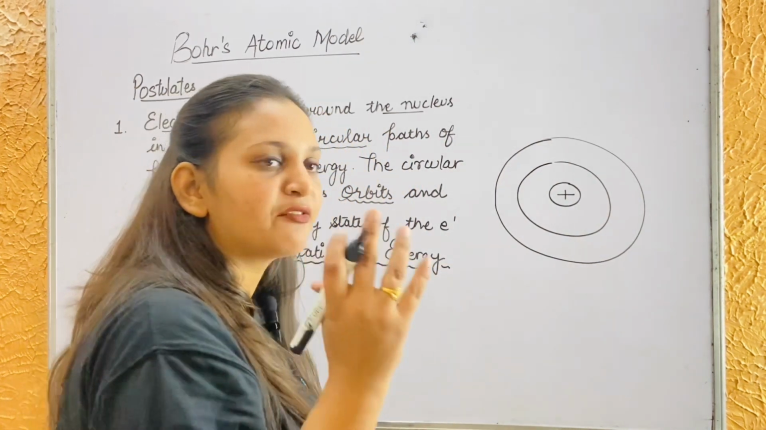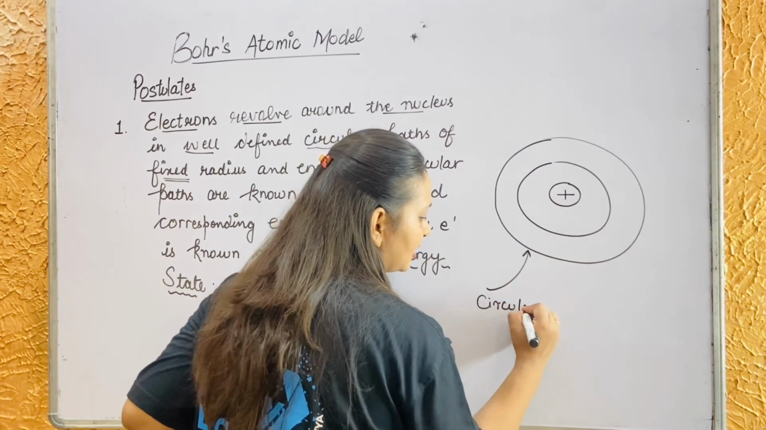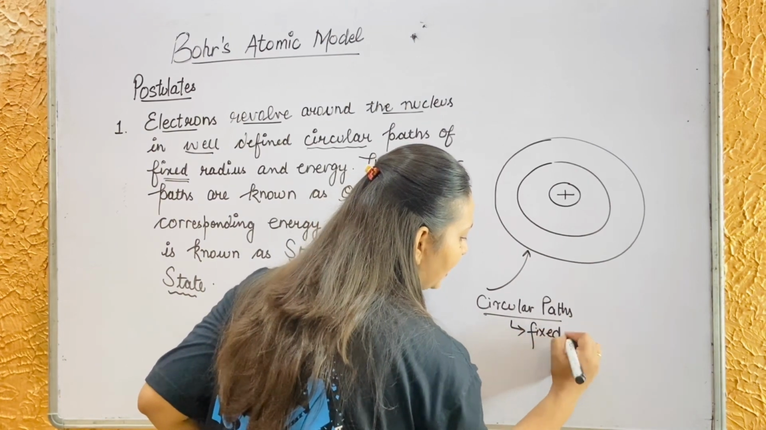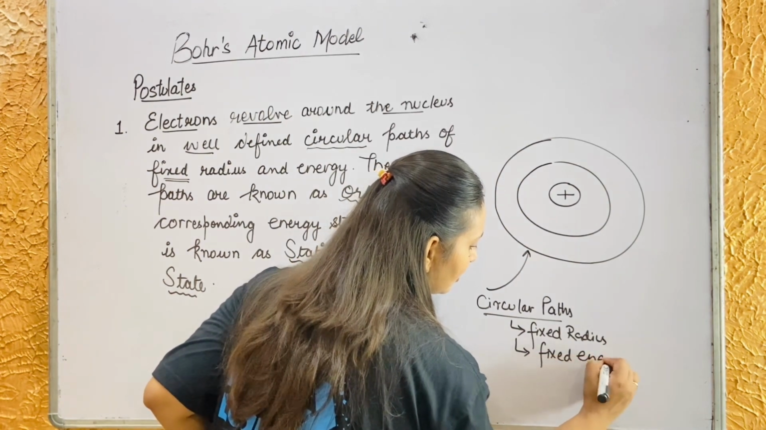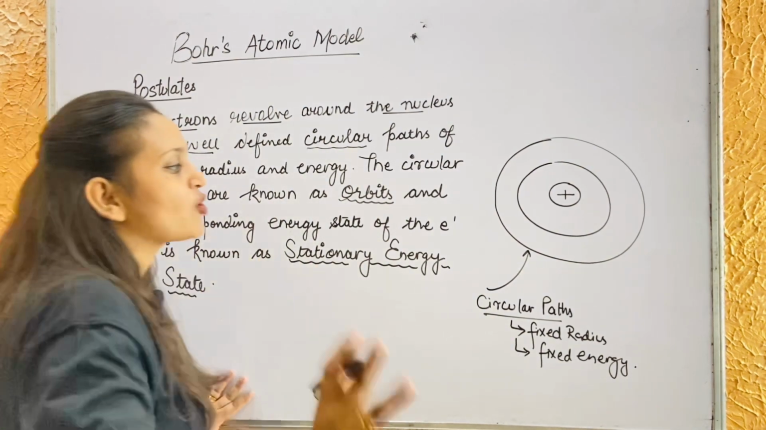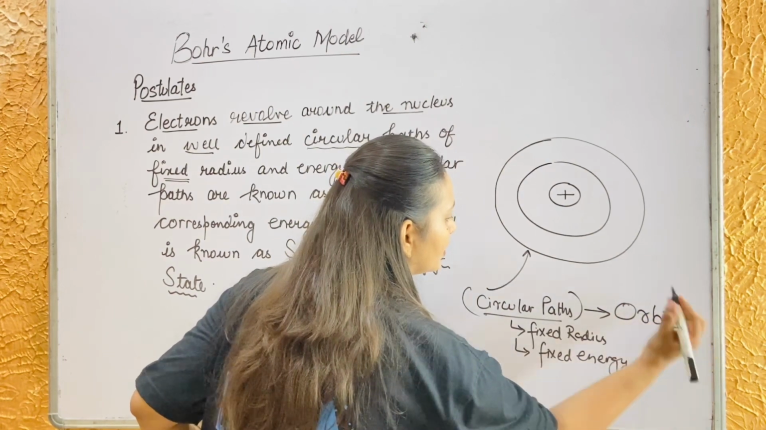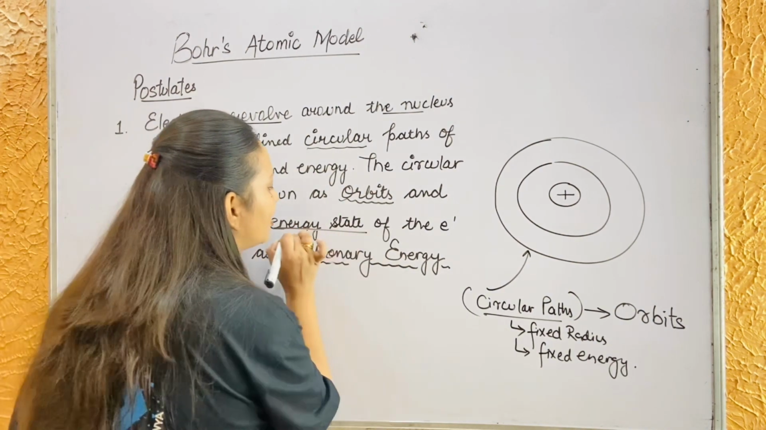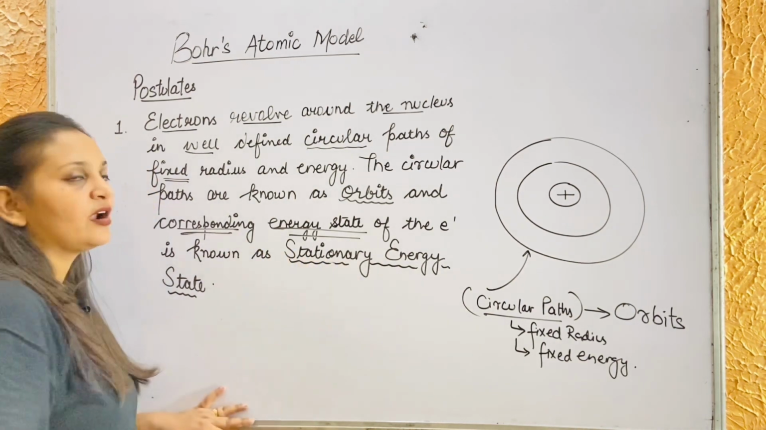The electrons are revolving in these circular paths, and these circular paths have fixed radius as well as energy. These circular paths are known as orbits, and the corresponding energy state of the electron is known as the stationary energy state.